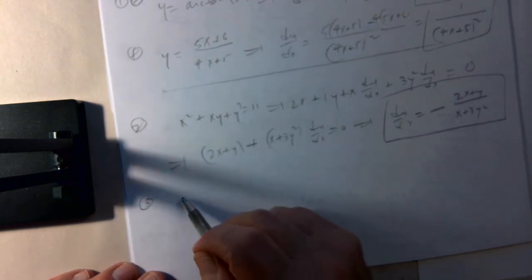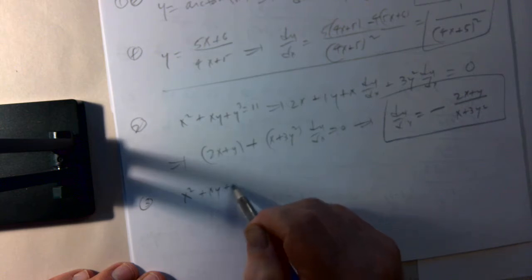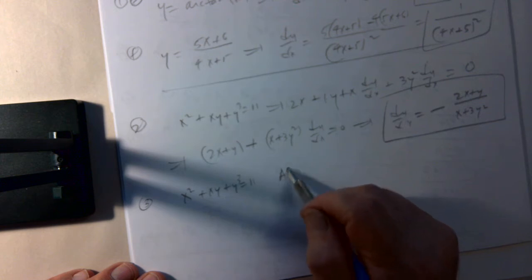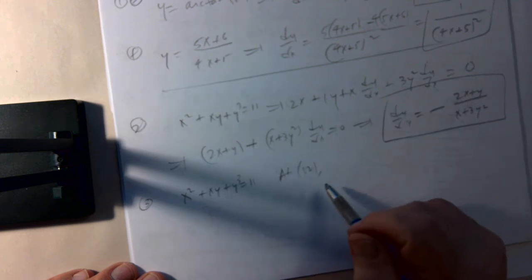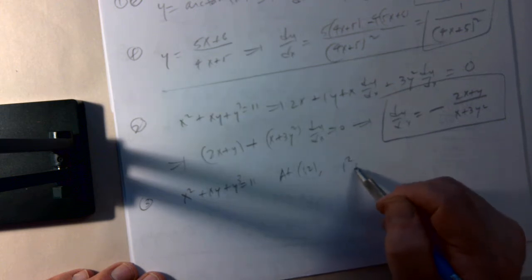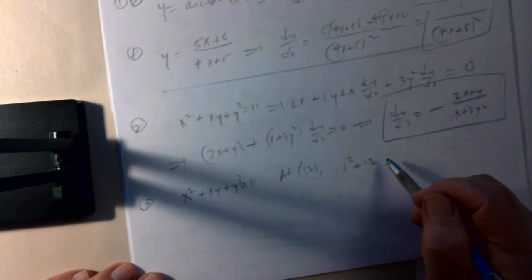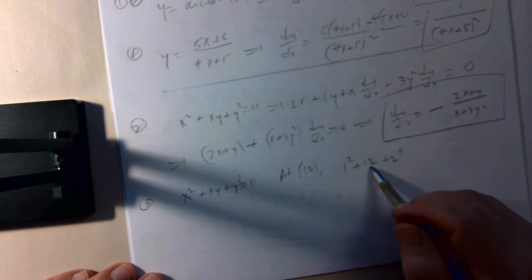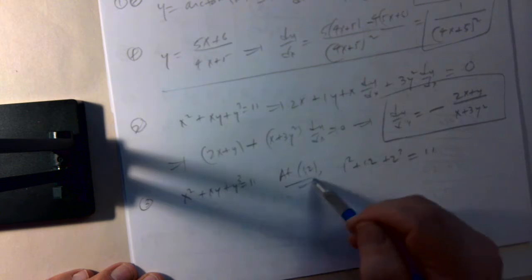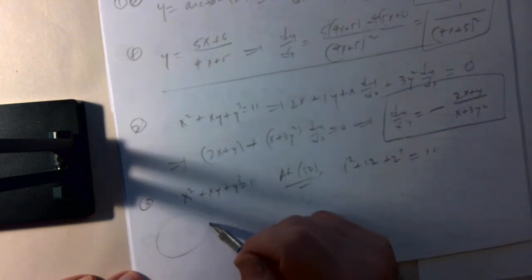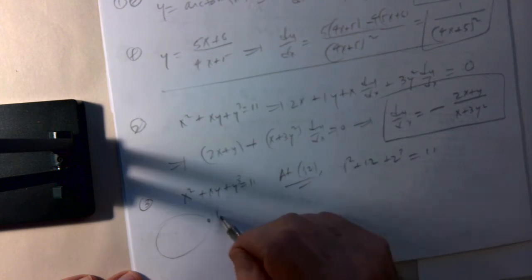Now, on this curve, x squared plus xy plus y cubed equals 11, if you look at the point 1, 2, that is when x equals 1 and y equals 2, if you plug those numbers into the left-hand side, you get 1 squared plus 1 times 2 plus 2 cubed, which is 1 plus 2 is 3 plus 8 is 11. So this point lies on the curve. So whatever this curve looks like, some point on the curve is 1, 2, and there's a tangent to the curve at that point.